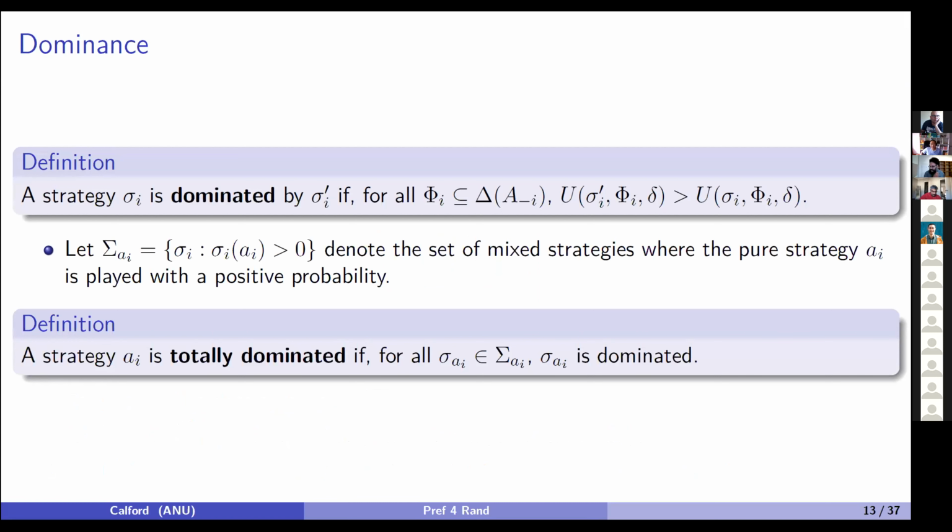I couldn't find any similar definitions in the literature where I could borrow the name from, so I had to come up with something. Hopefully, I think this makes some sense. So we're going to say a strategy a_i is totally dominated if every mixed strategy that uses a_i is dominated. So in the expected utility case, dominance and total dominance are completely equivalent, but here they are not. Okay? So we're going to use this stronger notion of dominance.